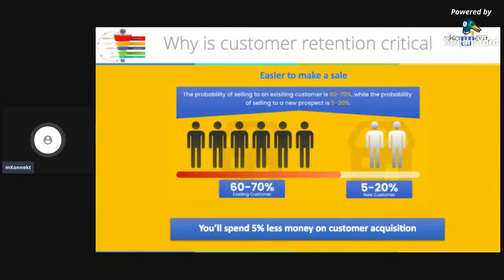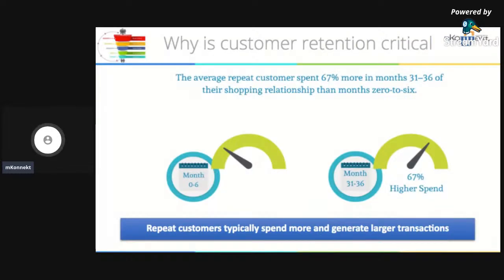When we talk about retaining customers, that equates to a loyalty program. And the loyalty program we are talking about is not just from the revenue perspective. As you can see, they tend to spend a lot more, but in terms of operations and all those kind of things, it's even more critical as well.